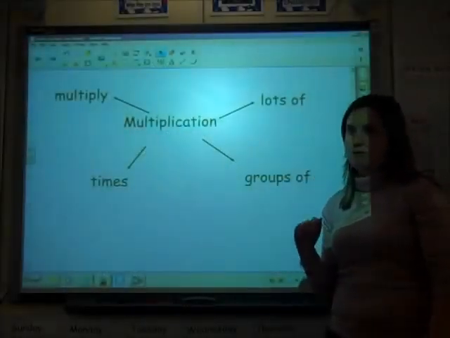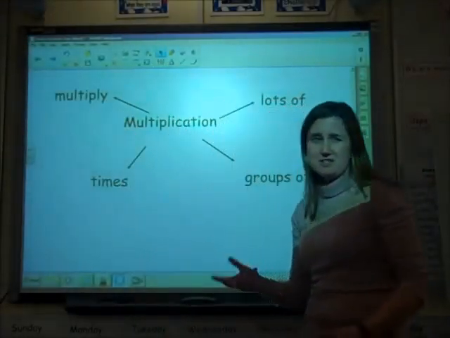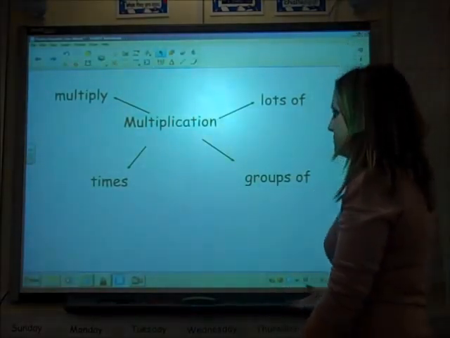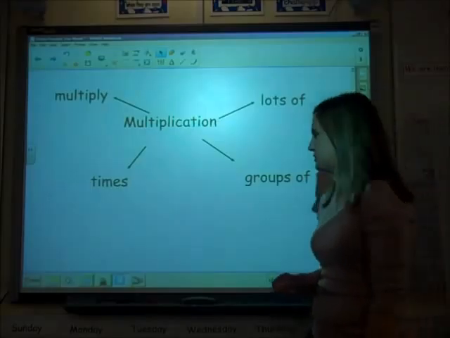Groups of and lots of. We say times, we say multiply, but that doesn't really mean anything to a child. Tables, these are tables, things you sit at. So if you say tables to children, what's that? So we can talk all the time about groups of and lots of.